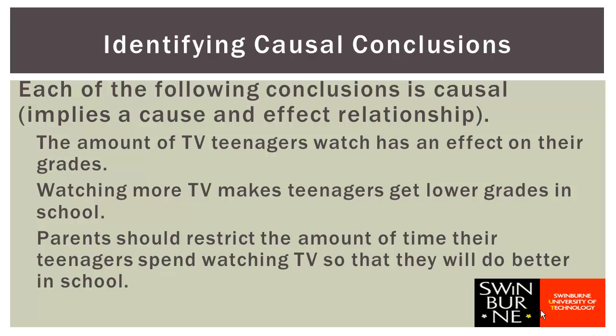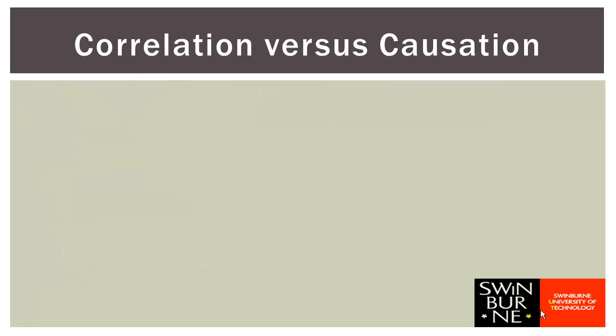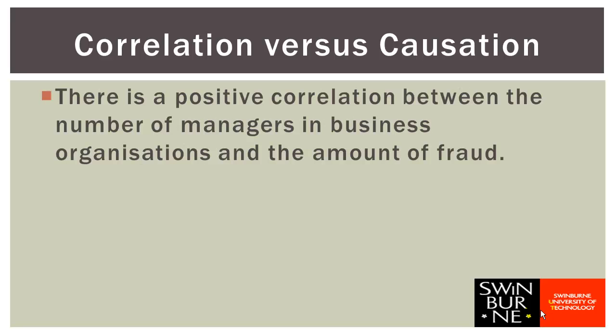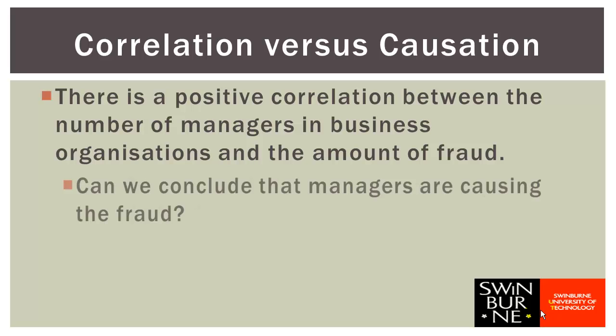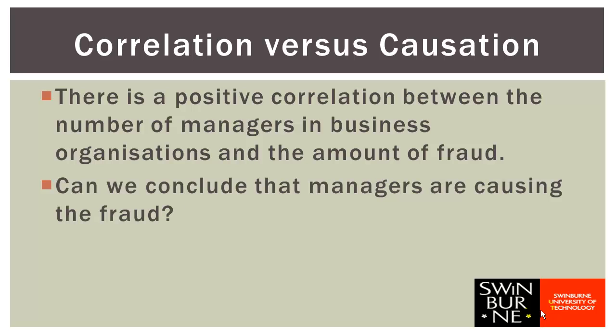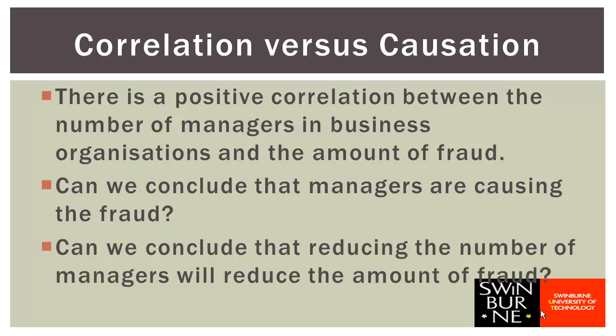Let's look at one more example. Suppose we conducted a study of businesses where we recorded the number of managers in the business and the amount of money lost to fraud over the past 5 years. And we found a positive correlation between the number of managers and the amount of fraud. Businesses with more managers tended to have lost more money. So can we conclude that the managers are causing the fraud? Or should we recommend that businesses should reduce the number of managers as a way of reducing fraud?